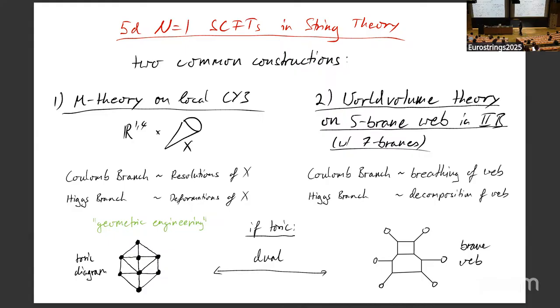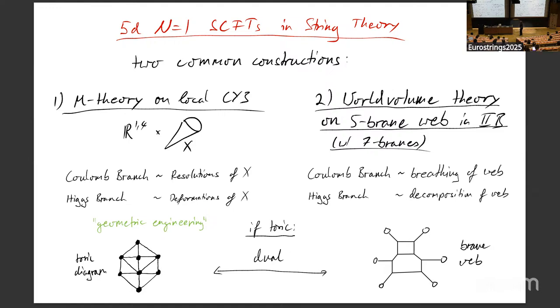So in this geometric engineering picture, the Coulomb branch of our theory is described by the resolutions of our Calabi-Yau threefold. And the Higgs branch is described by complex structure deformations of this threefold. And in the 5-brane web, the Coulomb branch is described by some breathing modes of the web. And the Higgs branch is described by decomposition of the web. We'll see an example later.